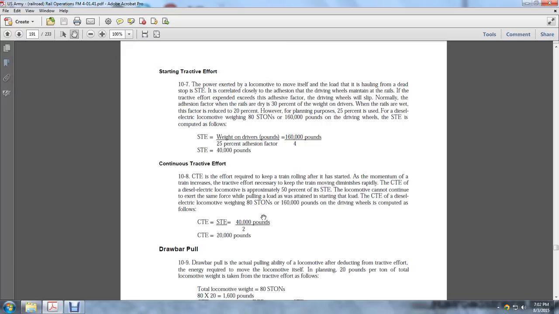load. The continuous traction effort of the diesel electric locomotive weighing 80 tons, or 160,000 pounds on driving wheels, is computed as the continuous traction effort equal to the STE, or starting traction effort, of 40,000 divided by 2, which gives you a continuous traction effort of 20,000 pounds.